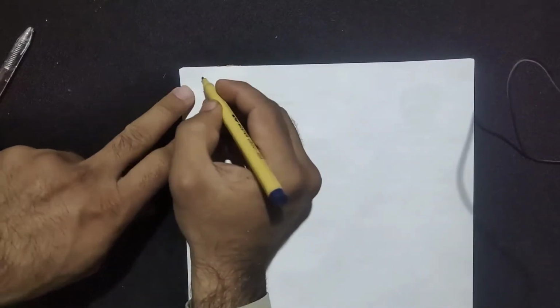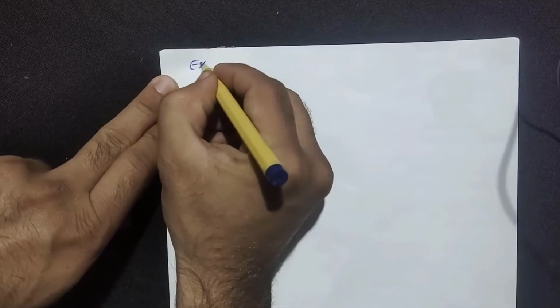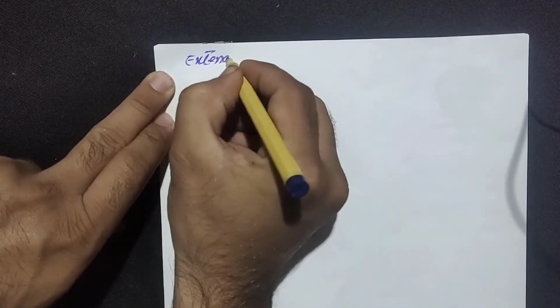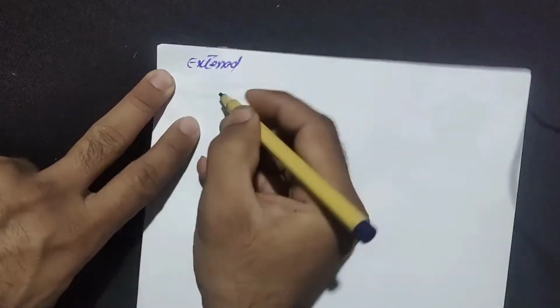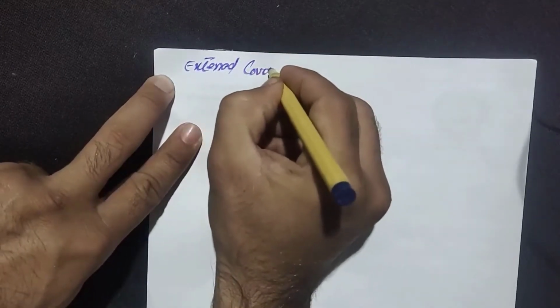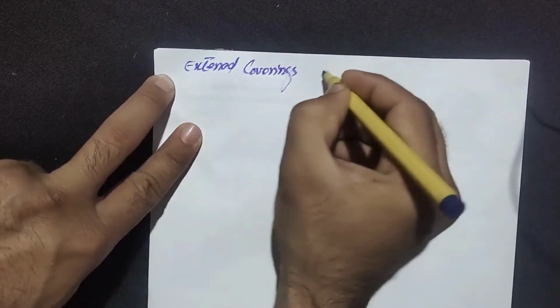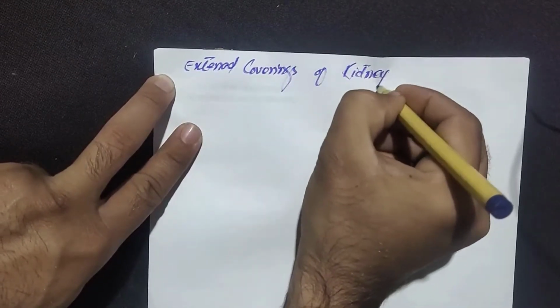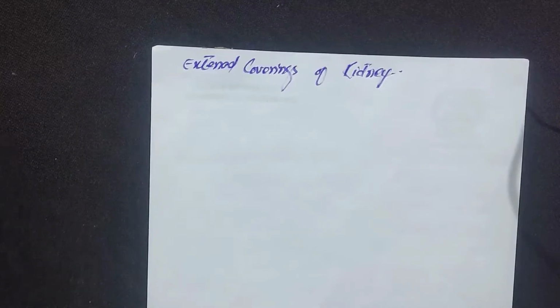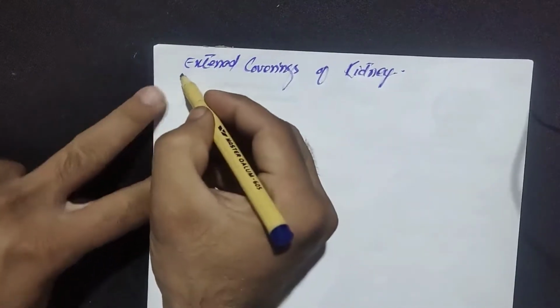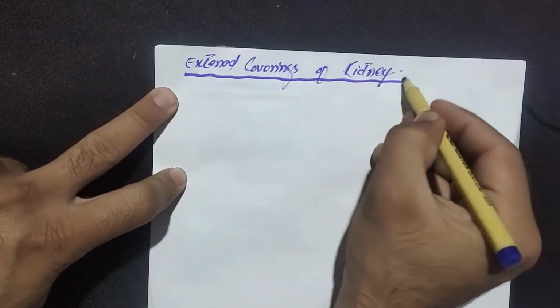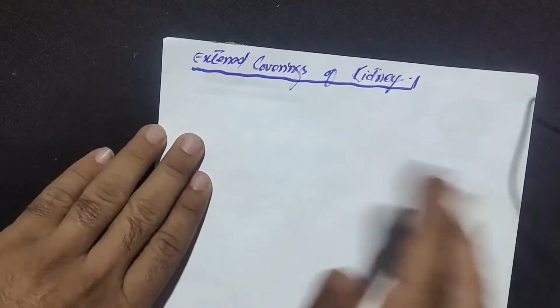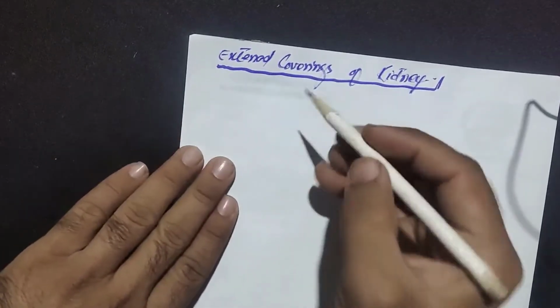Let me write here: external coverings of kidney or renal. Okay, so our lecture is about the external covers of the kidney. Let me make a very simplified diagram first of all, then we will go into detail. First I will draw the very simple diagram.